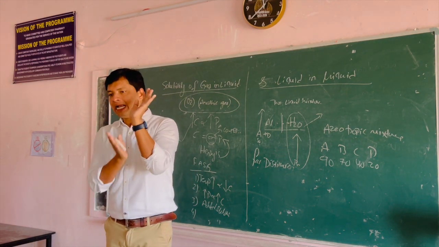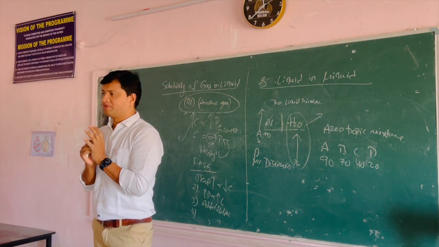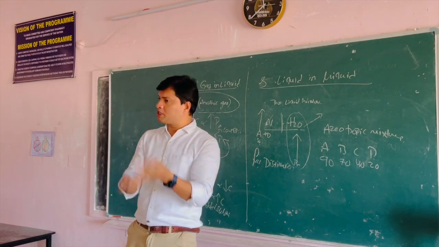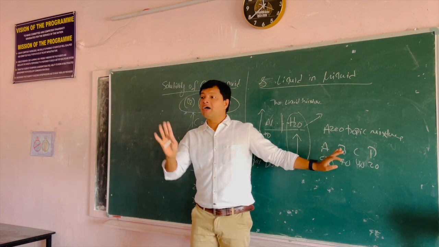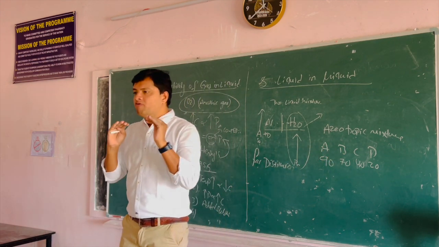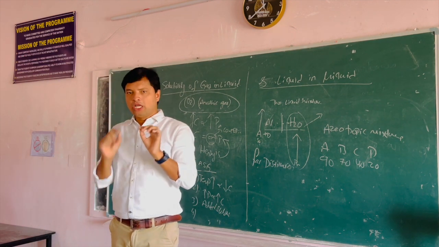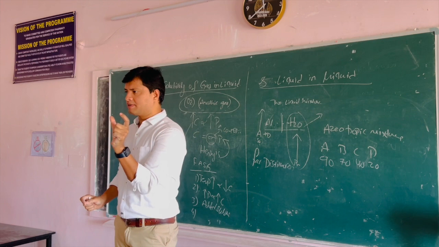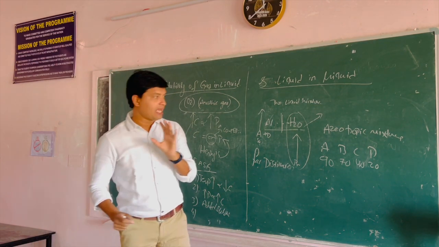Positive deviation and negative deviation from Raoult's law are common. That positive and negative deviation is so much of a problem for us. We will see why. For that, you remember: more vapor pressure, less interaction. You remember this whole chapter depends on only these two ideas: more vapor pressure, less interaction. We'll try to see.